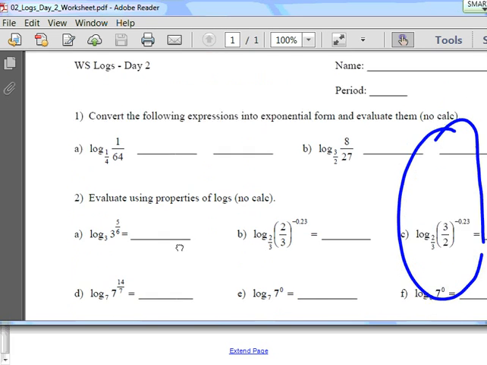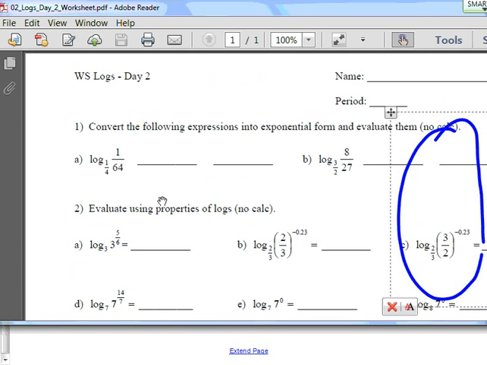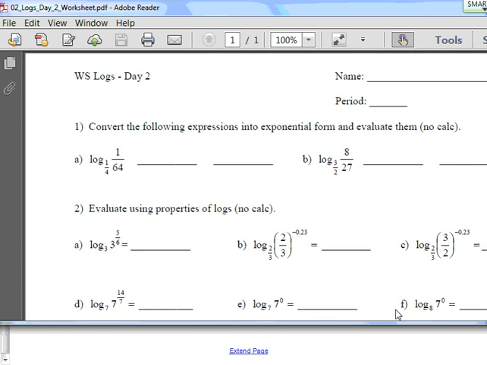All right, so let's go up here and do number 1 together. First off, if you learned anything about those properties, you could right away rewrite that as log base 1/4. Good. And what's the answer then? 3. How quick and easy was that?